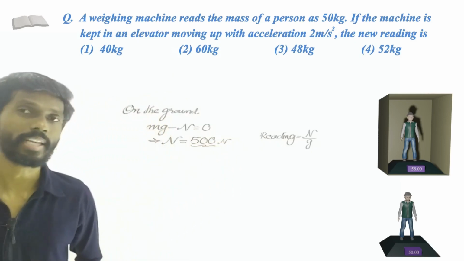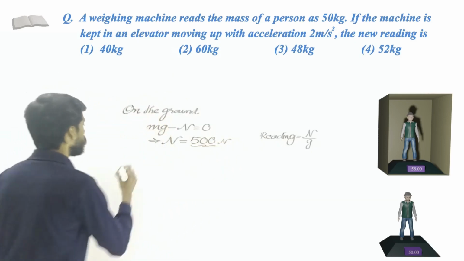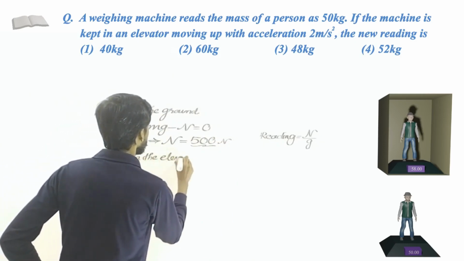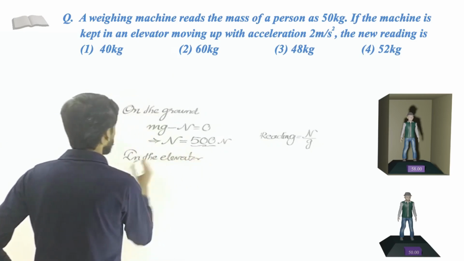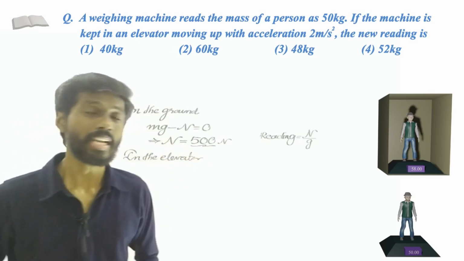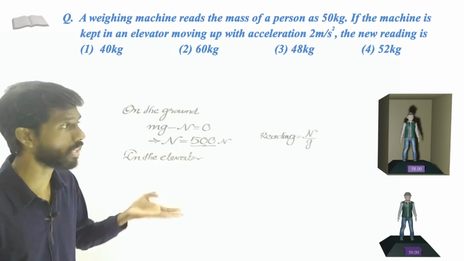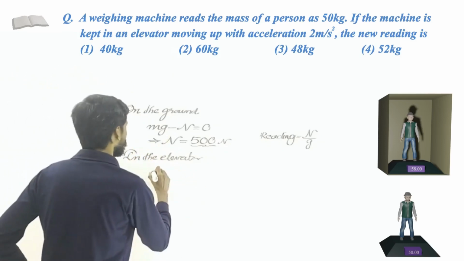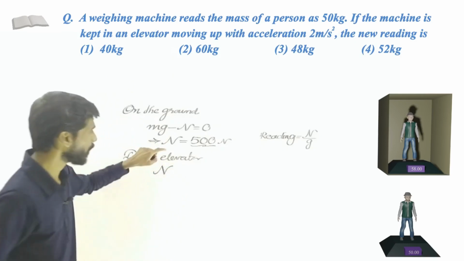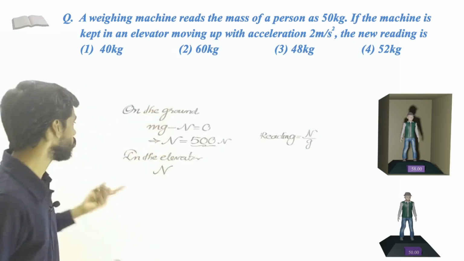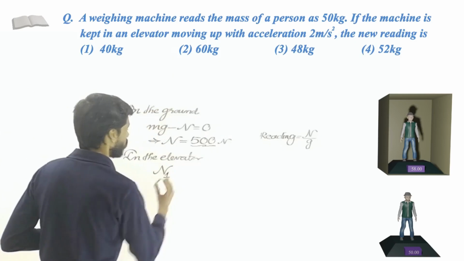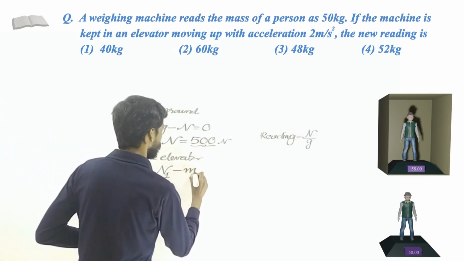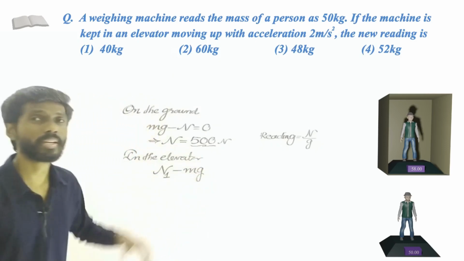Now in the elevator, let us write the equation. Now this is on the ground. Now in the elevator, what are the total forces? The elevator is moving upwards, so upward direction is taken as the positive direction. What is the force acting in the upward direction? That is the normal reaction. Already we have taken N to be the normal reaction in the first case, so let us take it as N1. N1 is the normal reaction in this case. Downward, mg, the gravitational force.